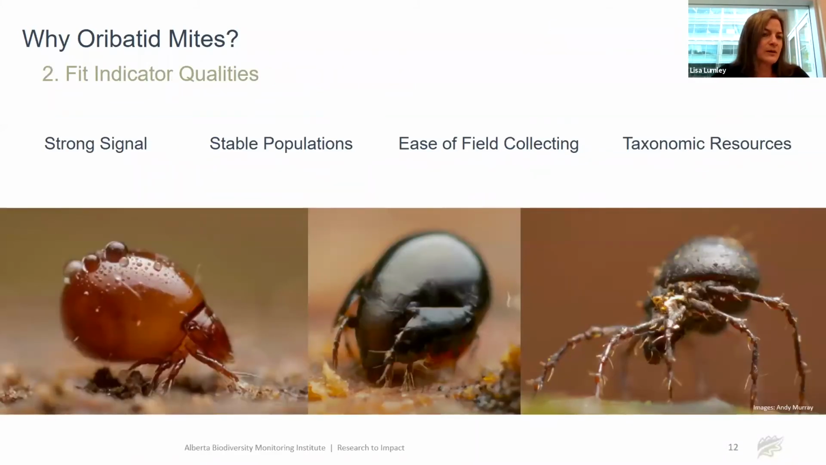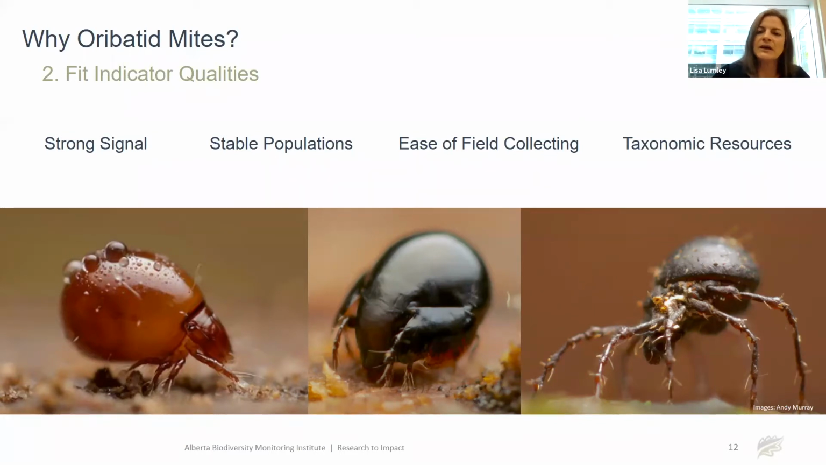ABMI also uses oribatid mites because they fit indicator qualities. Because of their high diversity, and that they're found everywhere and have such high abundance, there's a strong likelihood that we're going to get a signal from them. It's not very often that we get an absence of oribatid mites in our samples. We usually get a signal. Unlike most arthropods, they're K-selected, which means that they have low reproductive rates and they live for multiple years. This creates stable populations that are really affected by environmental disturbance.